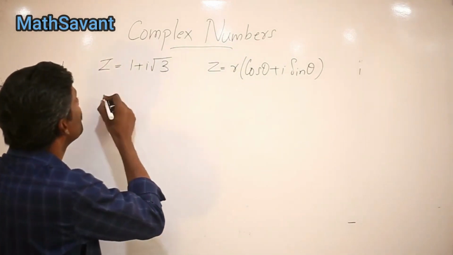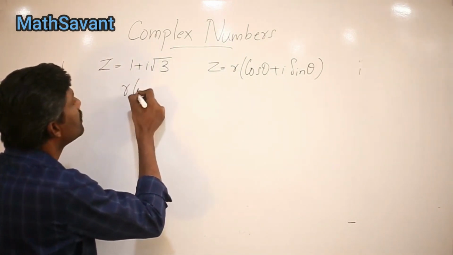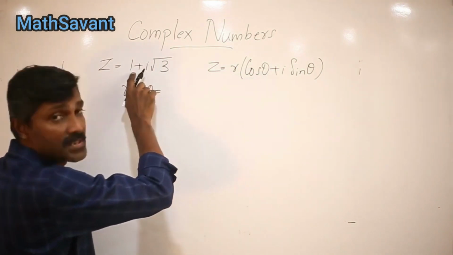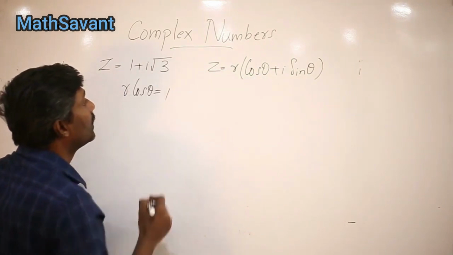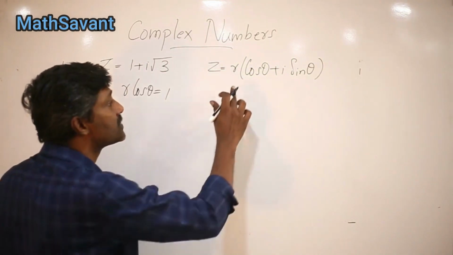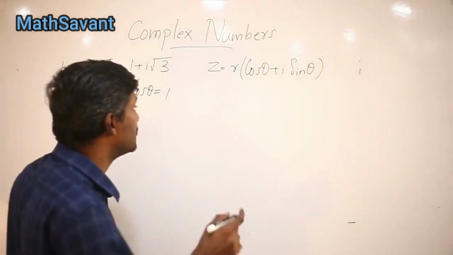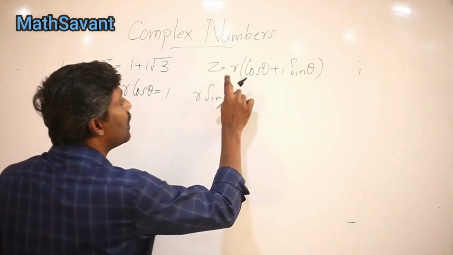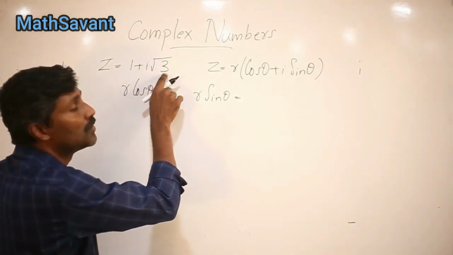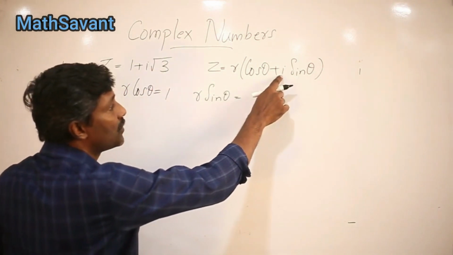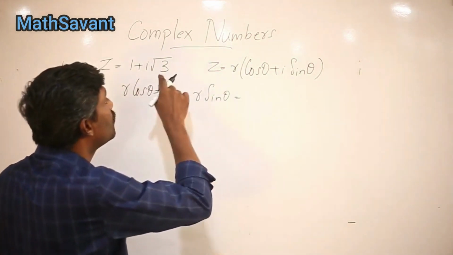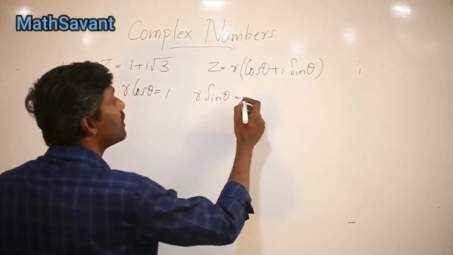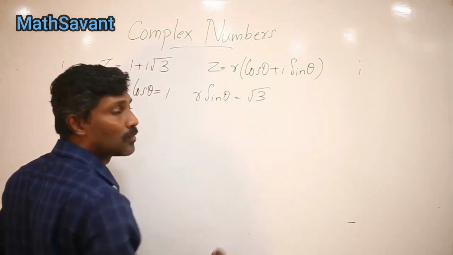So just write down R cos theta, which is the real part of this complex number, which is equal to 1. Okay. And what is the imaginary part of this complex number? It is r sine theta. Okay, so we compare these two and we find that r sine theta is equal to root 3. Here the coefficient of I is r sine theta. Here the coefficient of I is root 3. So both have to be equal. Okay, so we get r sine theta is equal to root 3.